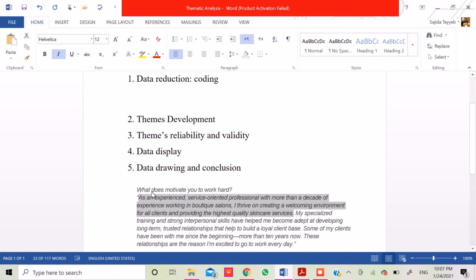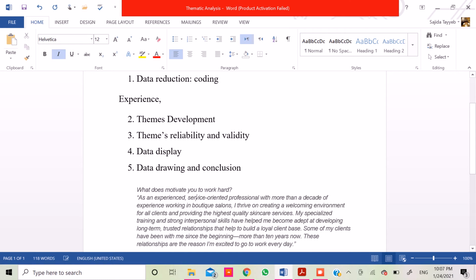So from here, what do I pick? I pick experience. This is one of the words that is motivating this person because she or he does have some kind of experience, and it's further motivating the person to go ahead and work much harder in order to gain more experience.